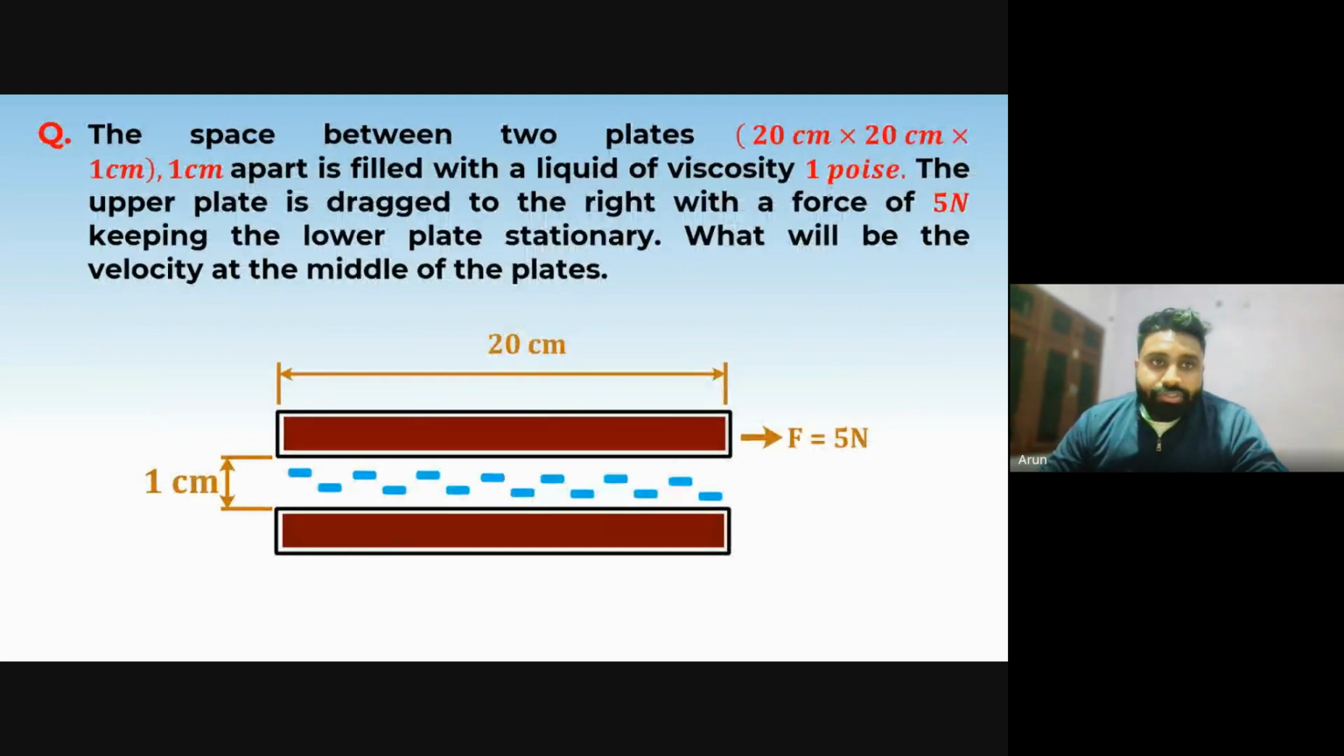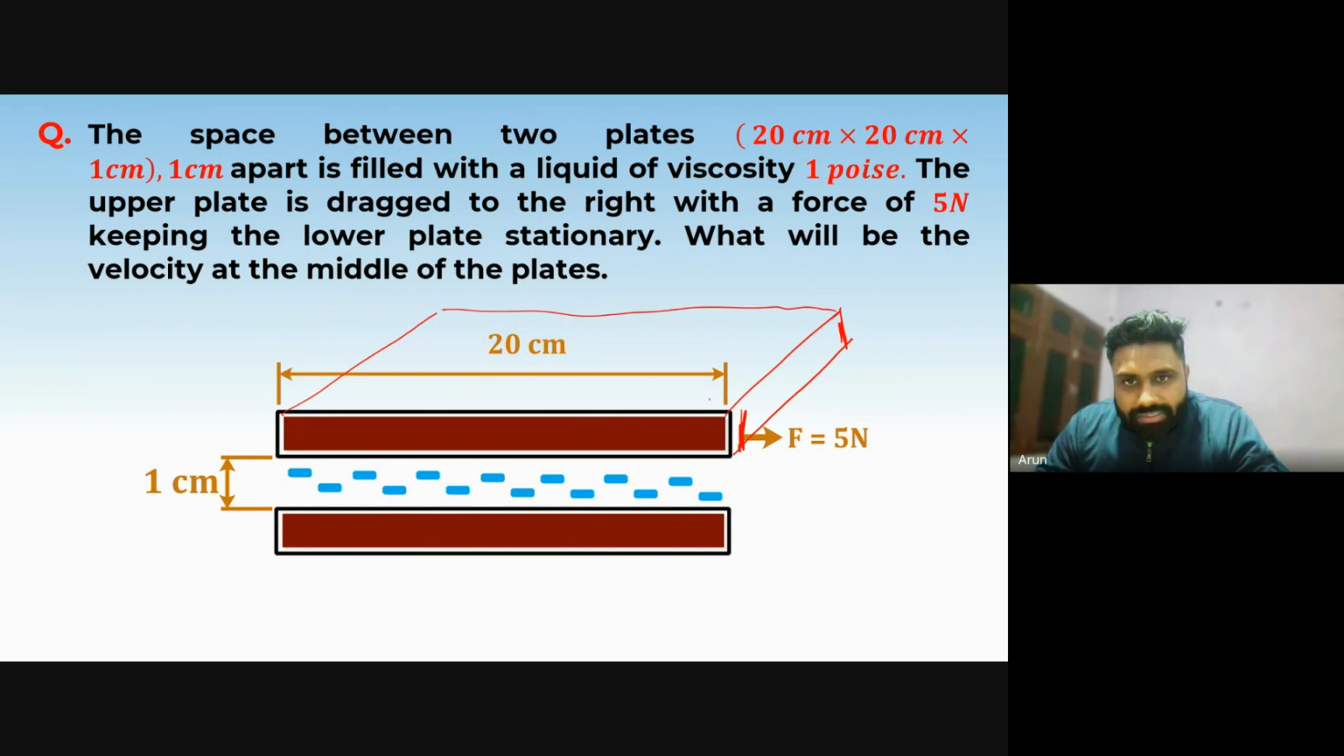Now, again, this is a question. The space between two plates, with plate dimension 20 centimeter by 20 centimeter, and the separation is 1 centimeter. Okay, this is 20 centimeter, this obviously is 1 centimeter, and the rest, which is not shown to you, is the plate, na? In 3D, so this length is also 20 centimeter.